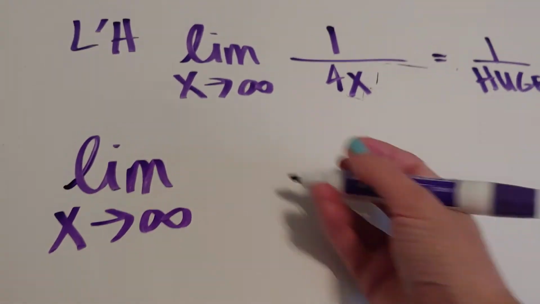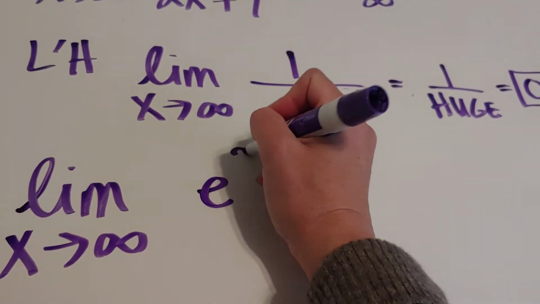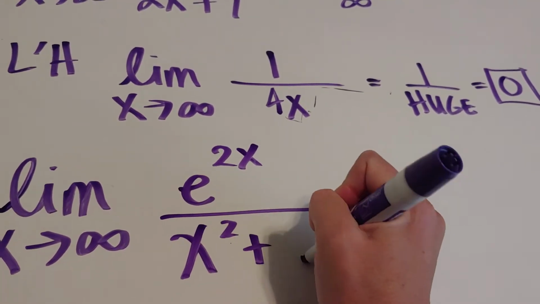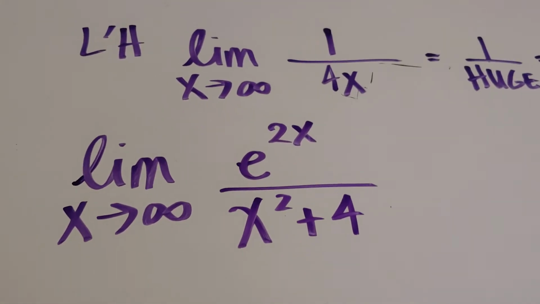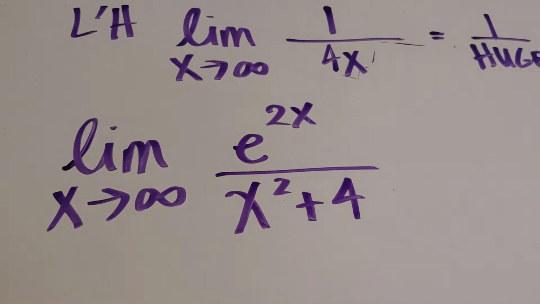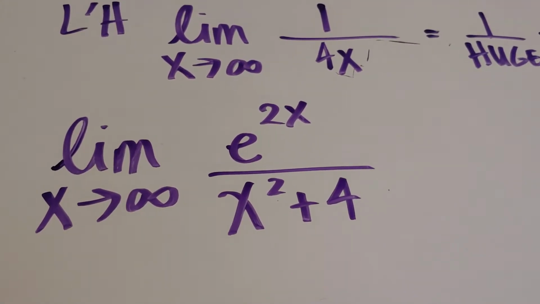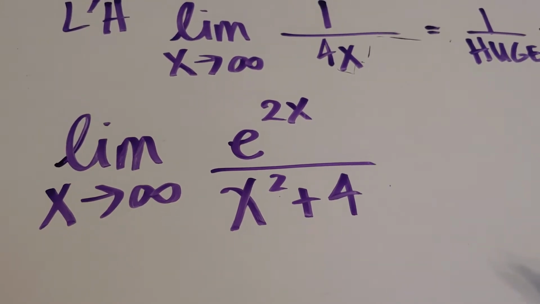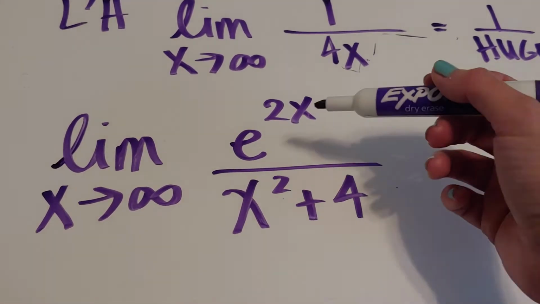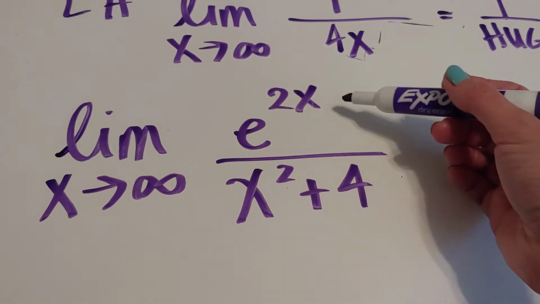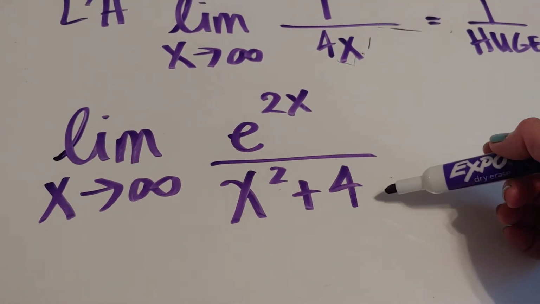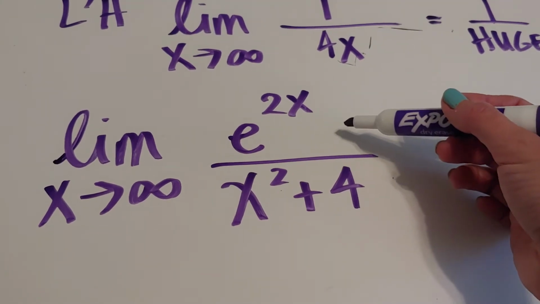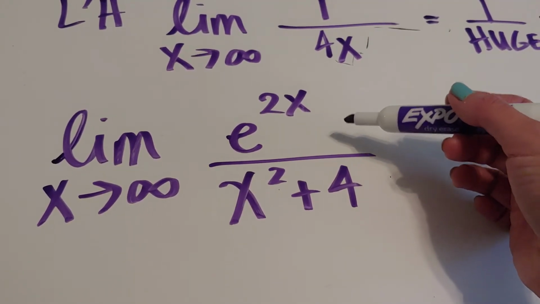So let's say I had the limit as x goes to infinity of e to the 2x over x squared plus 4. Okay. Now, again, you could actually figure out this answer ahead of time just by asking which function grows faster. Do you think the top grows faster, so that's going to blow up, or do you think the bottom grows faster, so it's going to slam it to 0? The top grows faster, so our overall answer is going to be infinity.